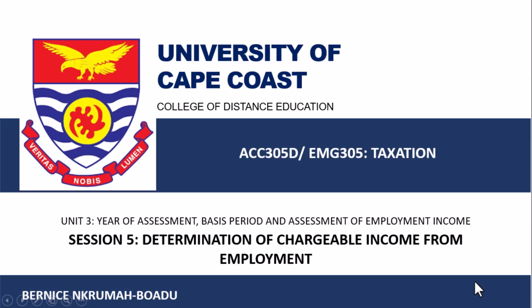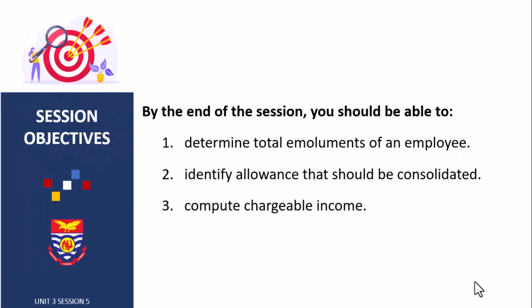Welcome to Unit 3, Section 5. Today we are going to look at how to determine chargeable income from employment. By the end of the session, you should be able to determine total emolument of an employee, identify allowance that should be consolidated, and compute chargeable income.